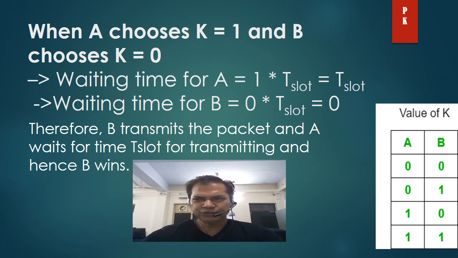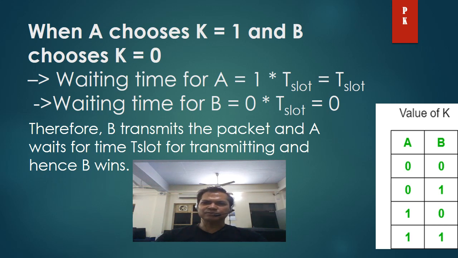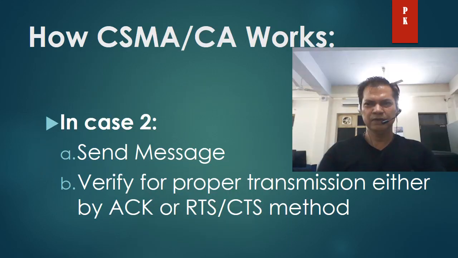Now another situation may be when A chooses K equal to 1 and B chooses K equal to 0. It's just the opposite of the previous scenario. Waiting time for A will be 1 times the time slot, that is T slot itself, and waiting time for B will be 0 times the time slot, that is 0. Therefore B transmits the packet and A waits for time T slot before transmitting, and hence B wins. It means in this situation also there is no collision.